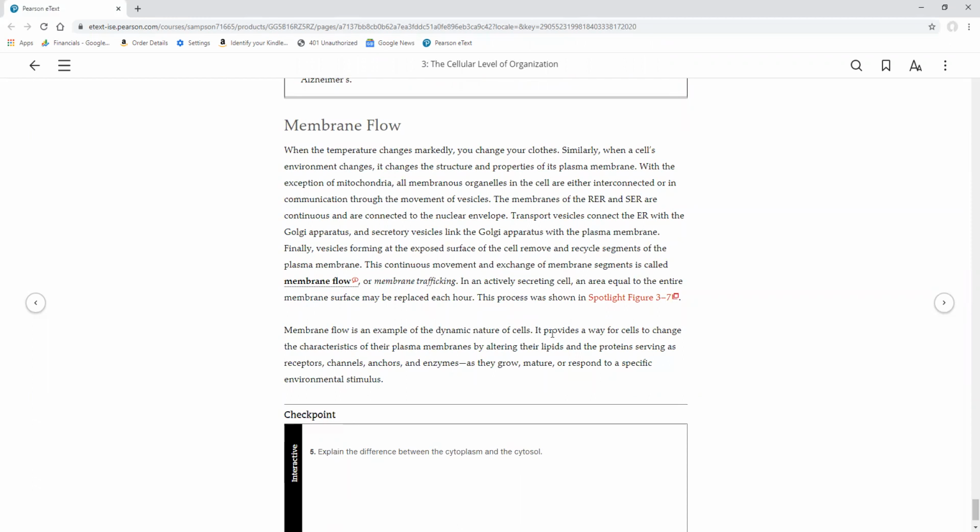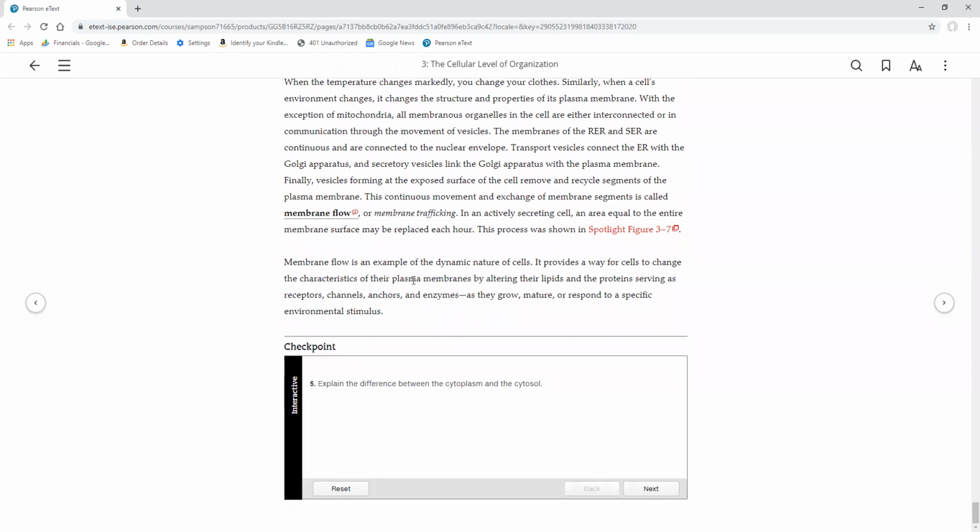Okay, so membrane flow or membrane trafficking: in an actively secreting cell, an area equal to the entire membrane surface may be replaced each hour. This is as things are going in. This is what membrane traffic is. This is things coming in and leaving the cell throughout the day, throughout the hour. We'll talk about different ways that actually occurs later. I think it's coming up actually.